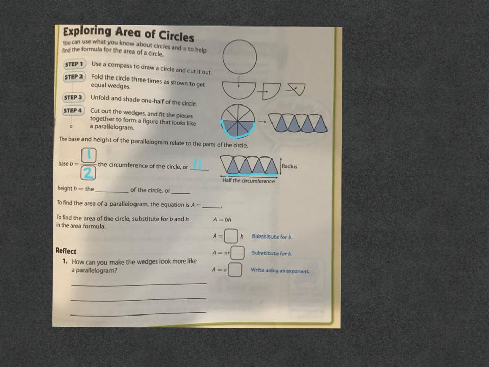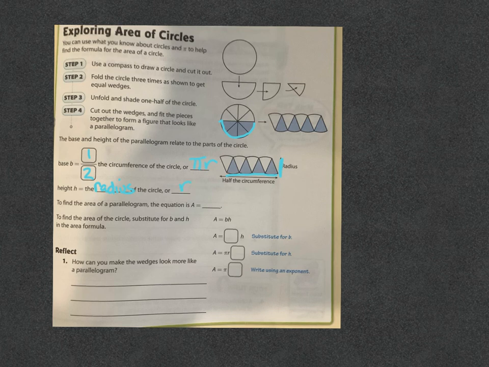Or pi times the radius, 3.14 times the radius. Remember, because circumference was 2 pi r, we divide by 2 to get that 2 gone, and then we have pi r. Now the height of our parallelogram is this radius here of the circle, or r.